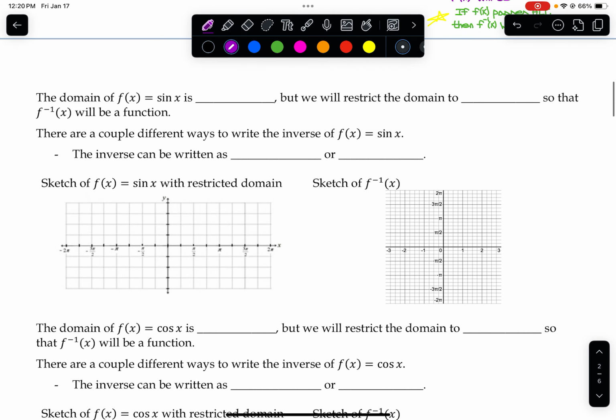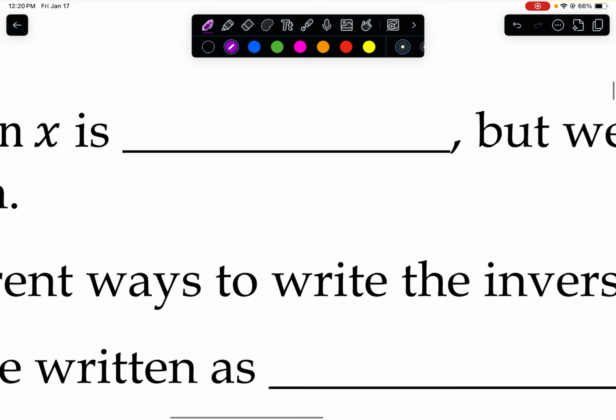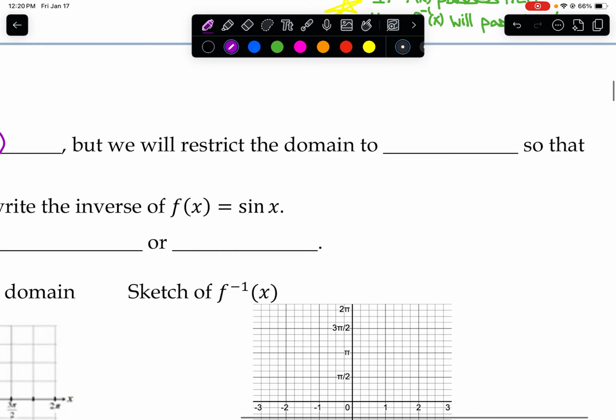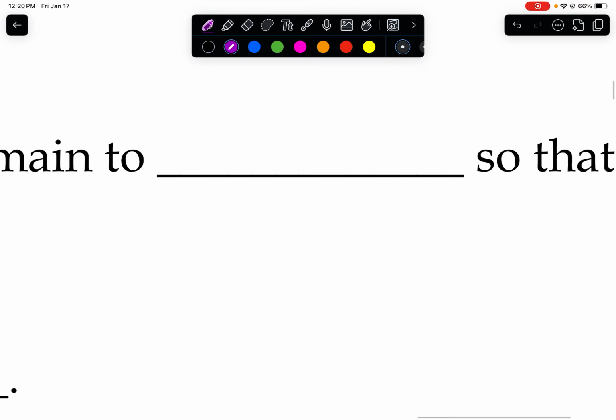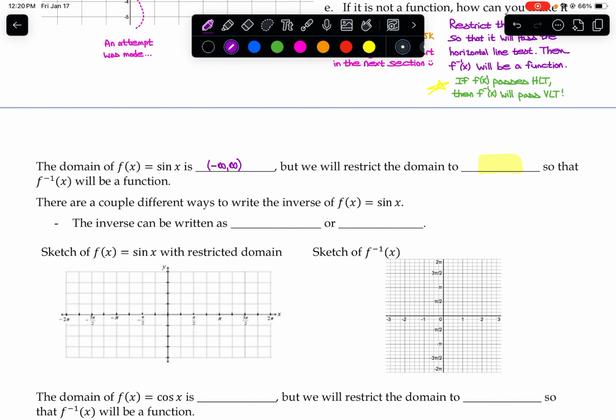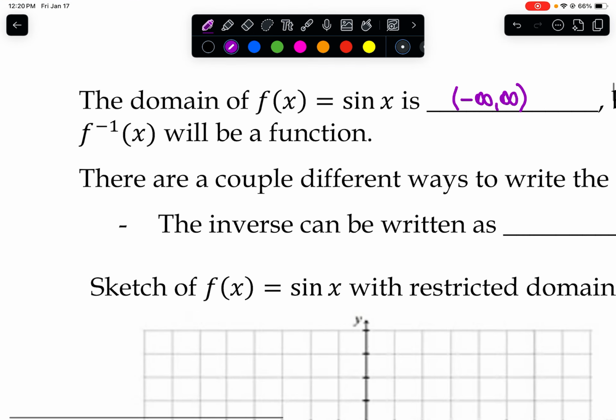All right, so now we're actually going to find the inverse of these graphs. So we're going to start with sine of x. So the domain of sine of x is from negative infinity to positive infinity. But we're going to restrict the domain to a specific interval. Now, this part right here, we want to discover. I don't want to just give it to you. I want us to find out what it's going to be. So I'm going to restrict the domain to a certain interval. That way the inverse is going to be a function.